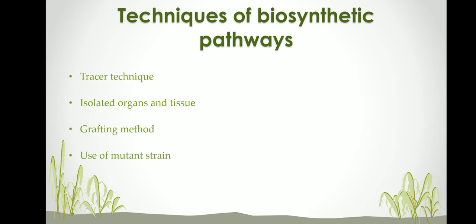Next, various techniques for biosynthetic pathways that we already went through. They are tracer technique, isolated organs and tissue, grafting method, and use of mutant strain. These are the various techniques of biosynthetic pathways. What is the role of biosynthetic pathways? They are used for the production of primary as well as secondary metabolites.